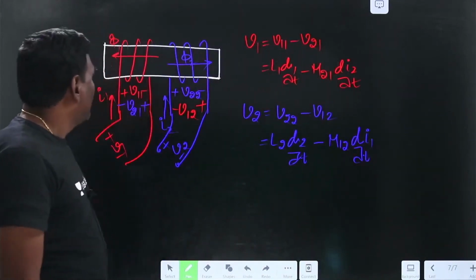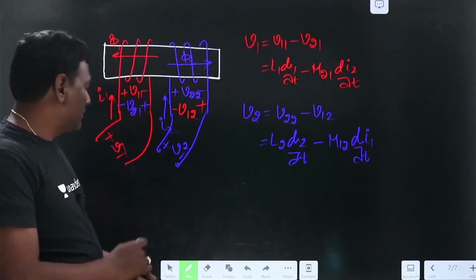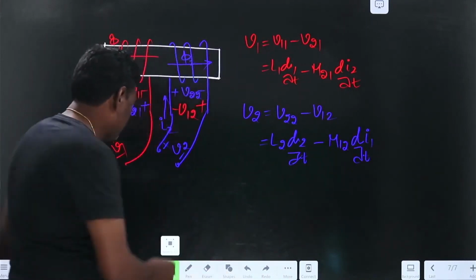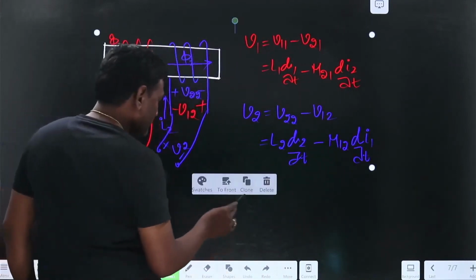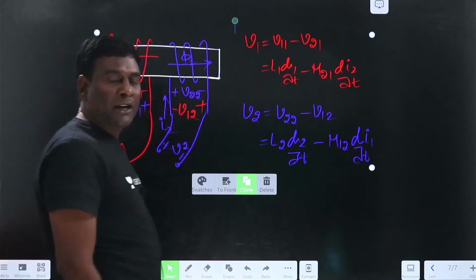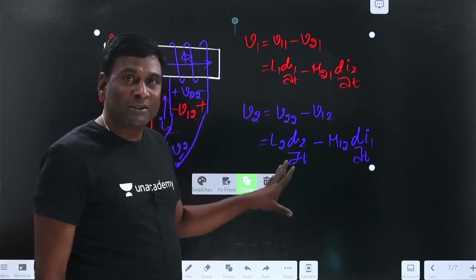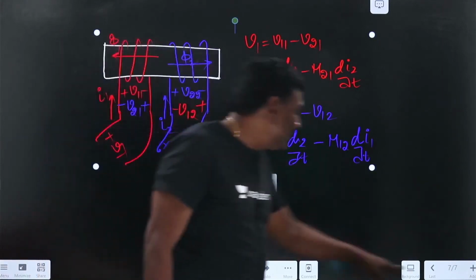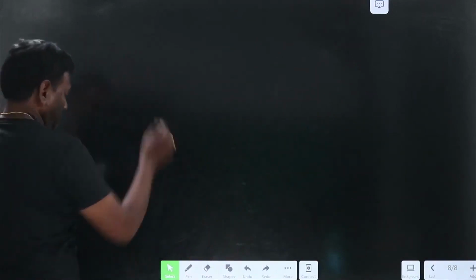Now let us go ahead. Let us consider the same and convert this into dot convention, and with dot convention let us see how the same equations are going to be formed. Let me try here.